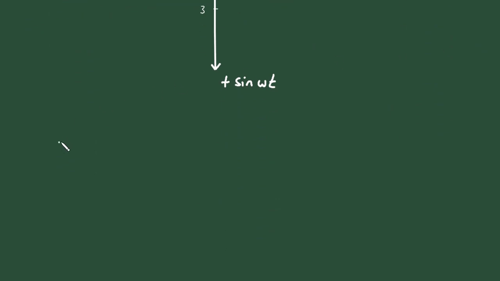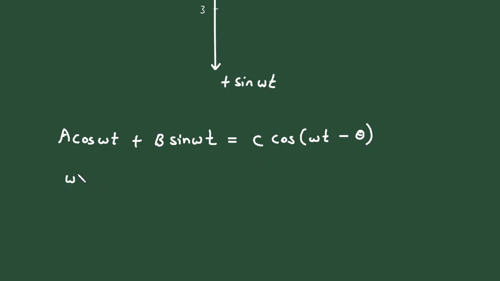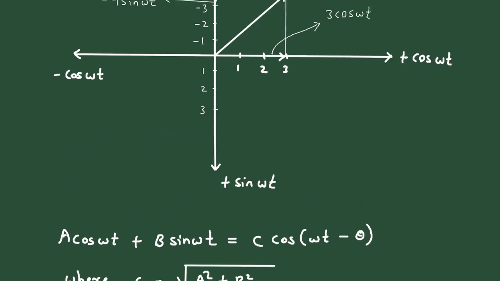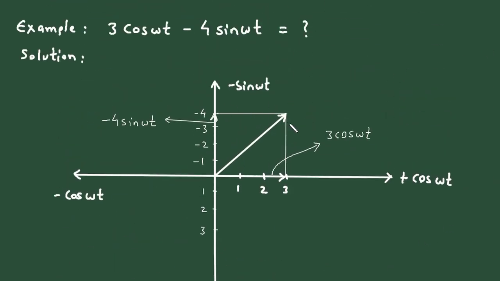We know that A cos omega t plus B sin omega t is equal to C cos of omega t minus theta, where C is equal to under root of A square plus B square, and theta is equal to tan inverse of B by A. Now, let's check our answer.